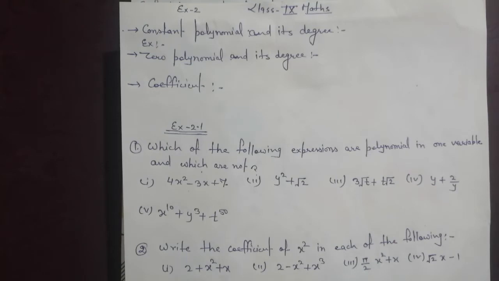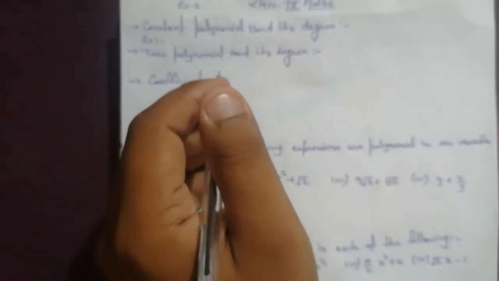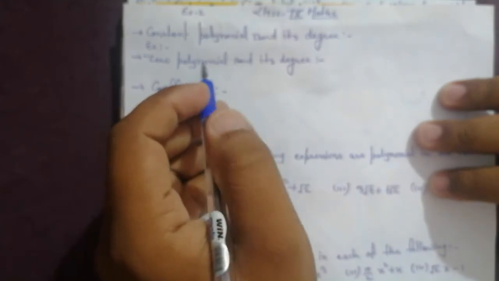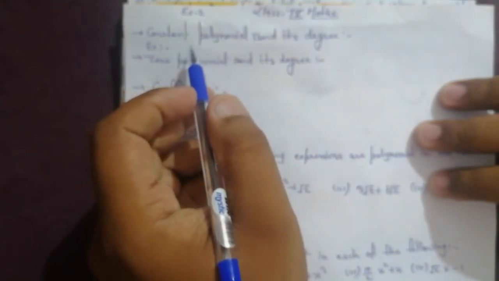In the previous class, I told you about polynomials and types of polynomials, on the basis of number of terms and on the basis of power of variable. Now, the first thing here is the constant polynomial.